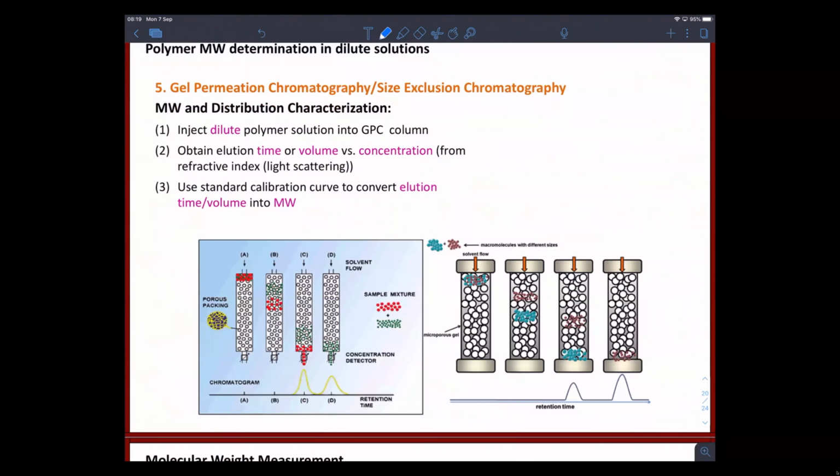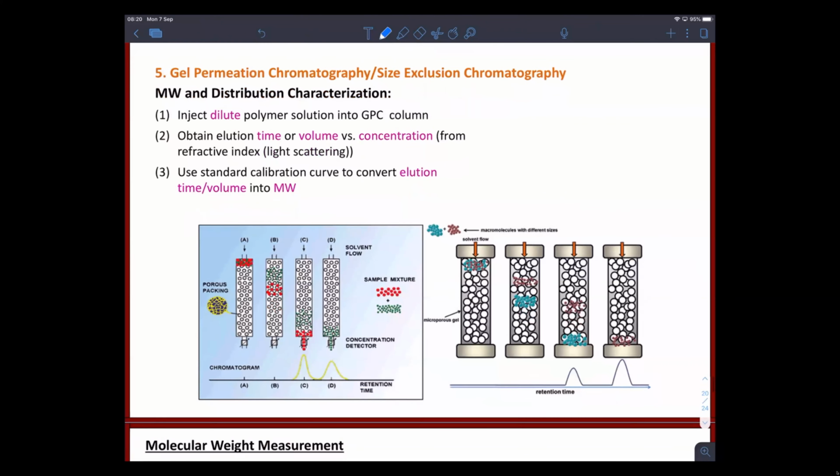So once you've got your calibration curve, you inject the dilute polymer into the column. You go through the same steps. You obtain the elution time versus volume versus concentration from the refractive index. And you use that standard calibration curve you calculated before to convert the elution time or volume into molecular weights.